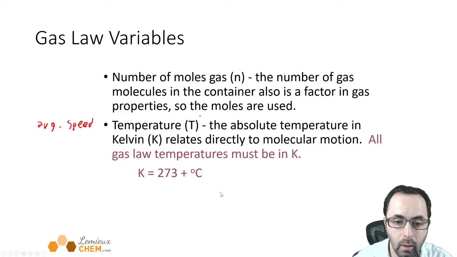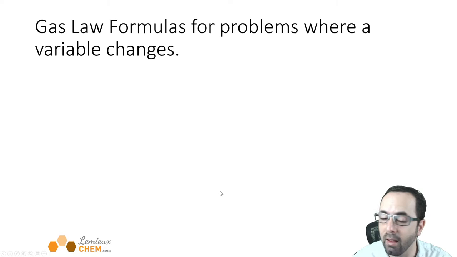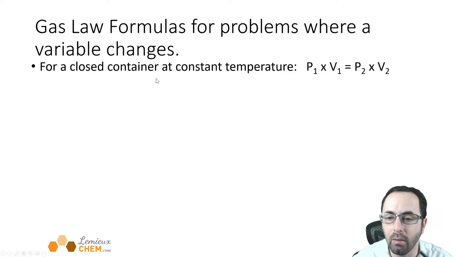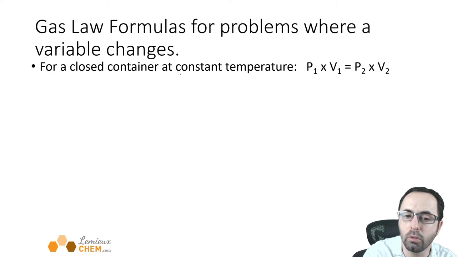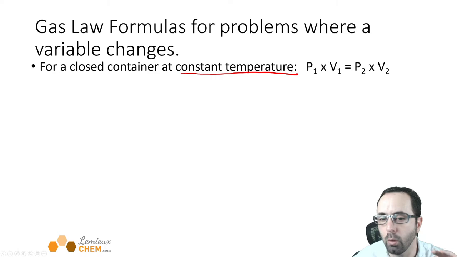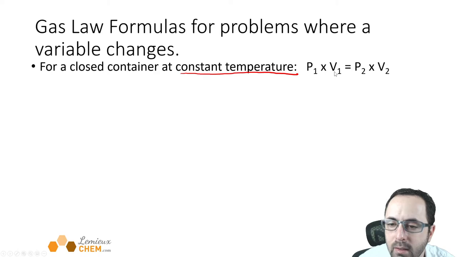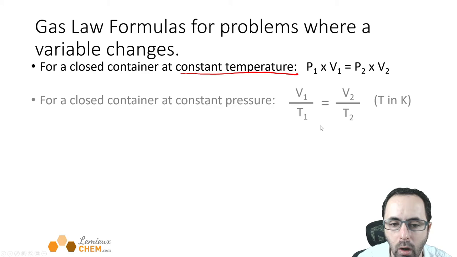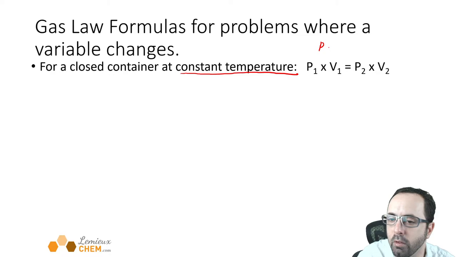Okay. So we're going to have three different gas law formulas, which we're going to soon discover are actually three parts of the same big formula, which we're going to call the combined gas law, because it's going to combine these three formulas. But let's look at the first one. It says, if we have a closed container at a constant temperature, so this is important, temperature is constant, so we don't have to worry about temperature. We're just going to worry here about pressure and volume. And this says pressure 1 times volume 1 equals pressure 2 times volume 2. Or another way of saying this is pressure times volume is constant.